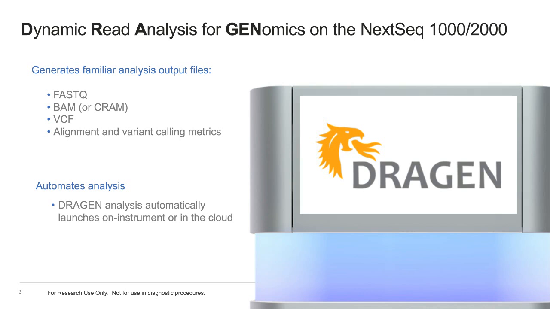So first, DRAGEN stands for Dynamic Read Analysis for Genomics. And of course, our focus is DRAGEN on the NextSeq 1000-2000. Which from here on out, I'm just going to refer to it as the NextSeq 2000. DRAGEN produces common analysis files like FASTQ, SAM or CRAM, gVCF files, and alignment and variant calling metrics. DRAGEN on the NextSeq 2000 also automates analysis. This means that analysis automatically launches on instrument or in the cloud after the sequencing run completes.